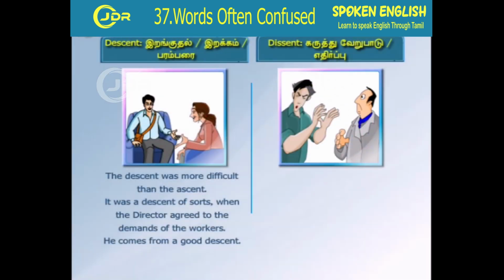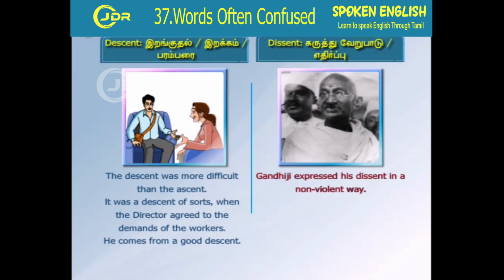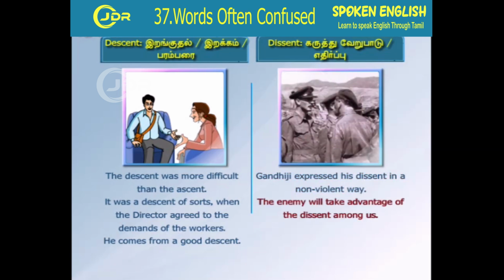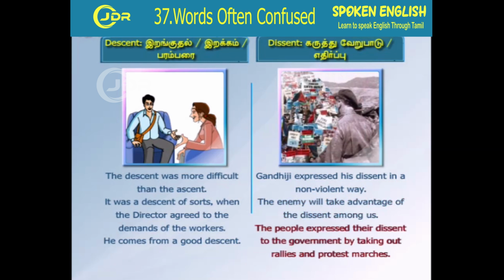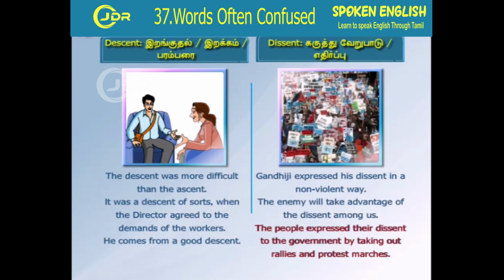Dissent. கருத்து வேறுபாடு, எதிர்ப்பு. Gandhiji expressed his dissent in a non-violent way. The enemy will take advantage of the dissent among us. The people expressed their dissent to the government by taking out rallies and protest marches.